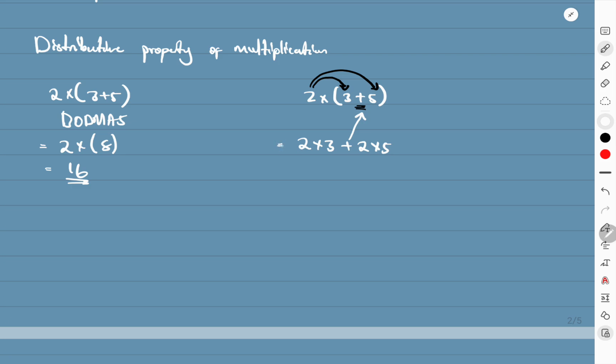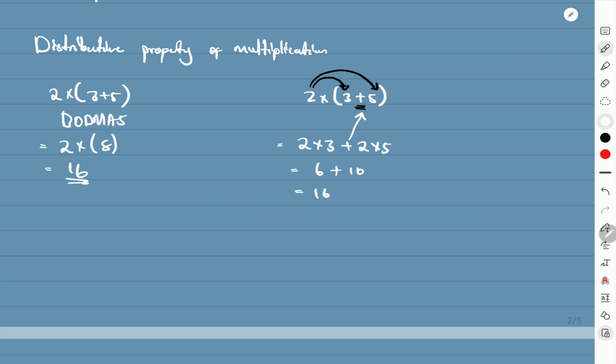Therefore what is 2 times 3? The answer is going to become 6 plus, and what is 2 times 5? The answer is going to become 10. And what is 6 plus 10? The answer becomes 16. Here I got 16, over there I also got 16. It means when I use BODMAS and when I use distributive law, the answer is the same, right? It means when I'm given such a question, I can use BODMAS or I can use distributive law. The answer will be the same, right?